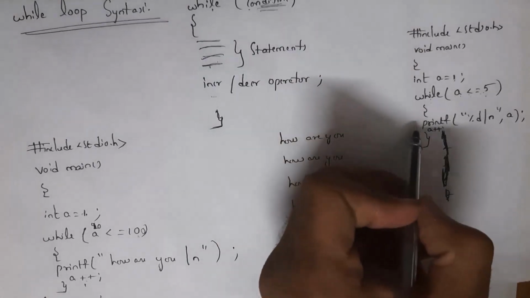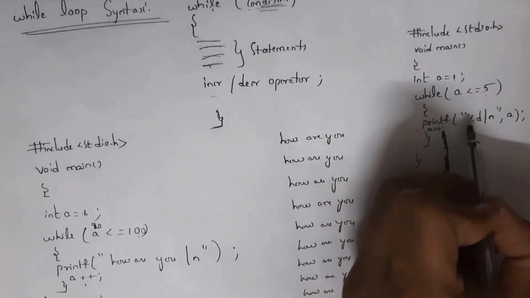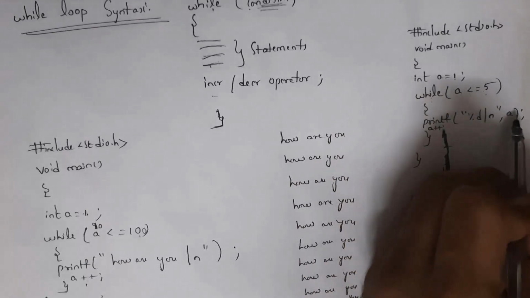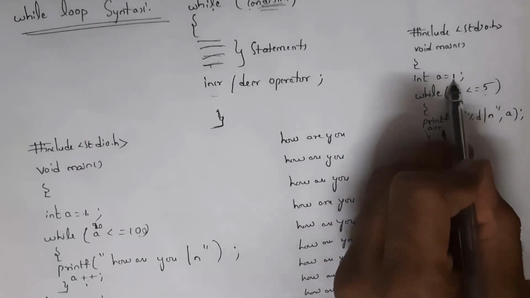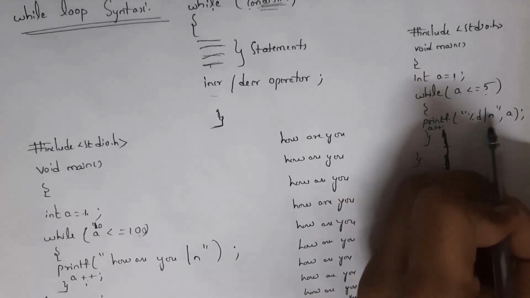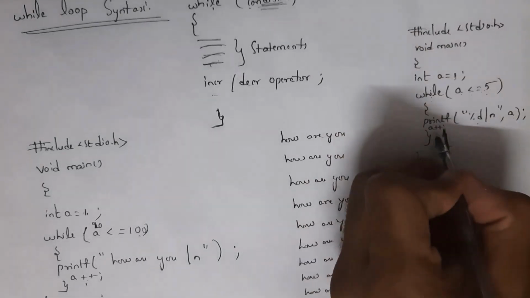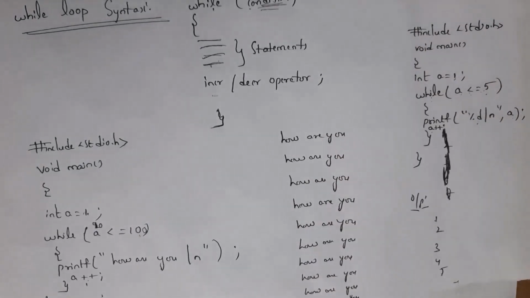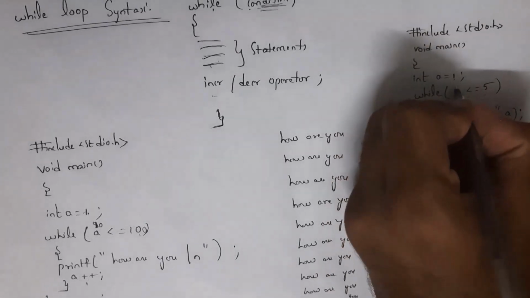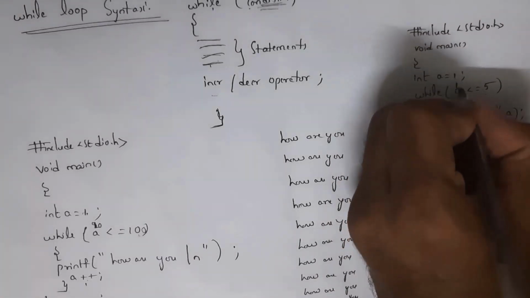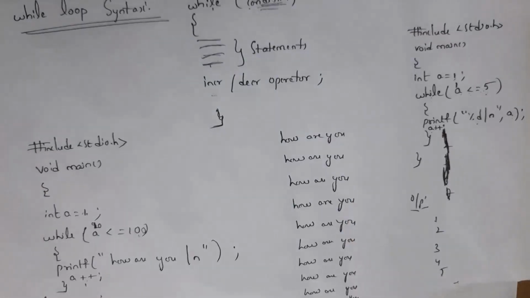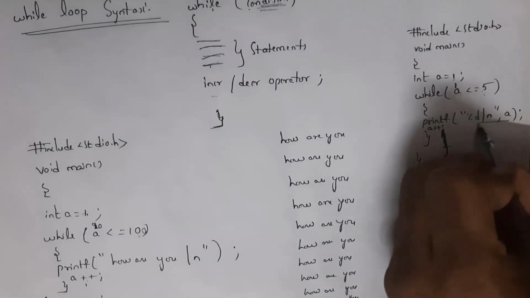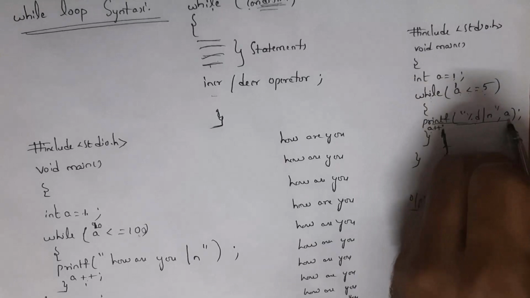In order to print this value, you need to write printf %d comma a because the value is present in variable a. So I wrote here %d comma a, and here you need to write a plus plus. Whenever you execute this program, at first it will take value 1 because I gave here a equal to 1. 1 is less than 5, so it will print value 1. Printf %d comma a: whatever value is present inside variable a will be printed as output. So I will get output 1.